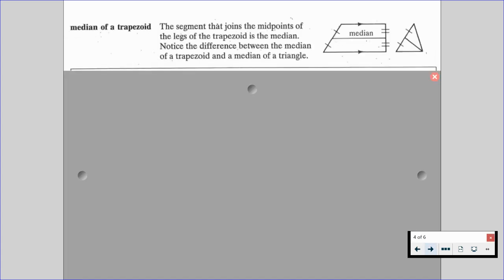We also have what's called the median of a trapezoid, and the segment that joins the midpoints of the legs of the trapezoid is the median. Notice the difference between the median of a trapezoid and the median of a triangle. Remember, the median of a triangle, as pictured all the way to the right here, goes from the vertex down to the midpoint of its base. The median of a trapezoid connects the midpoints of the legs.